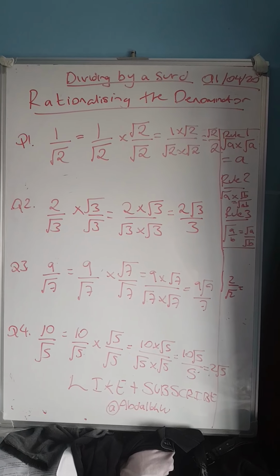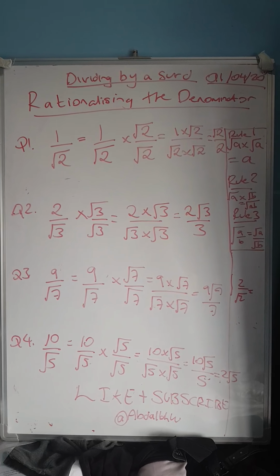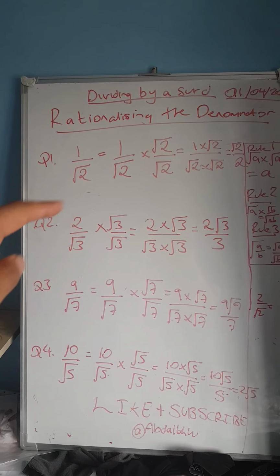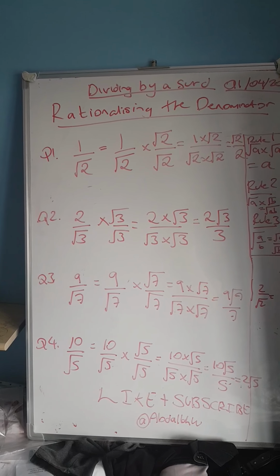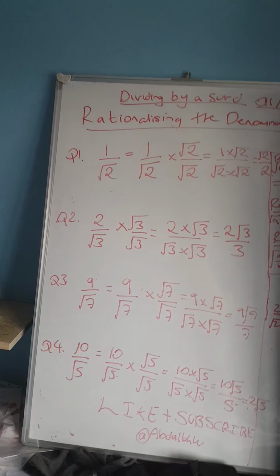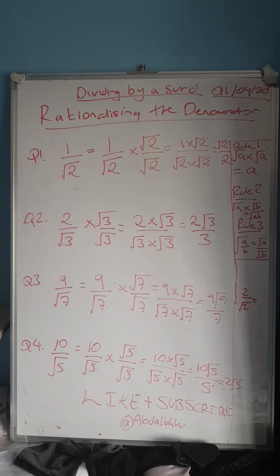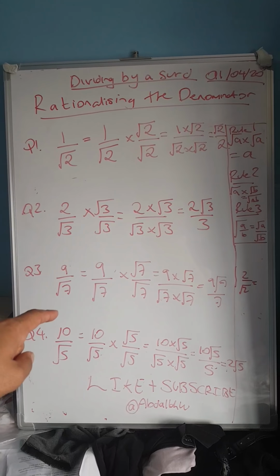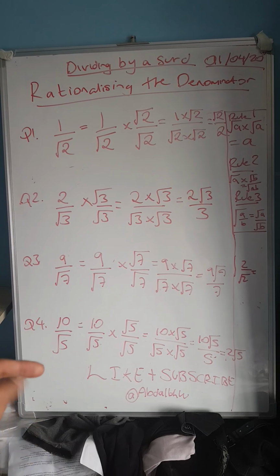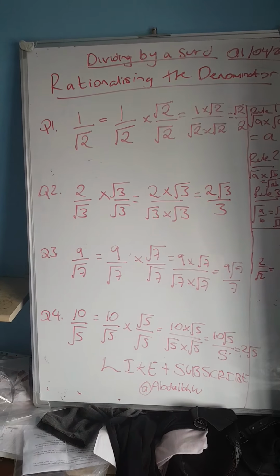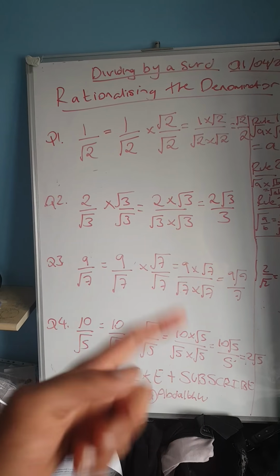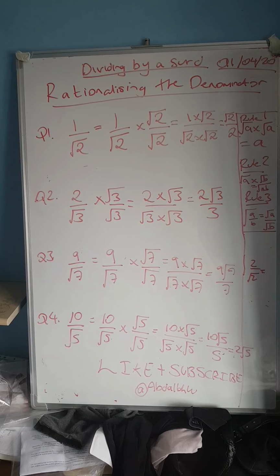Right, question number 2, guys. 2 over root 3. To rationalize this, the question will always say rationalize. So we multiply by root 3 over root 3, because we want to get rid of the surd in the denominator. We want to make it so the denominator is a whole number answer. So we get 2 root 3 over 3, or I can write it as 2/3 root 3. Either way is going to be fine.